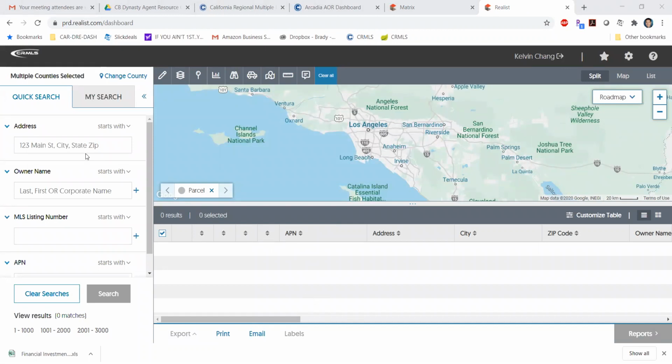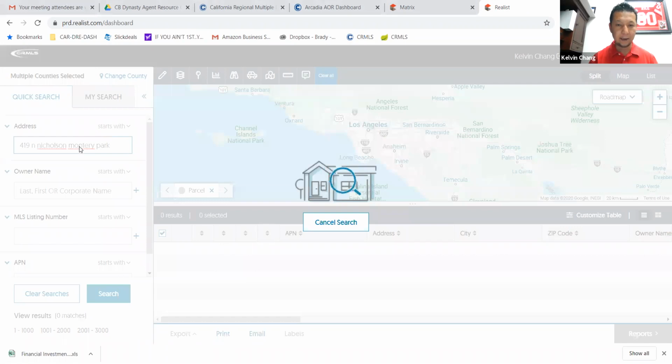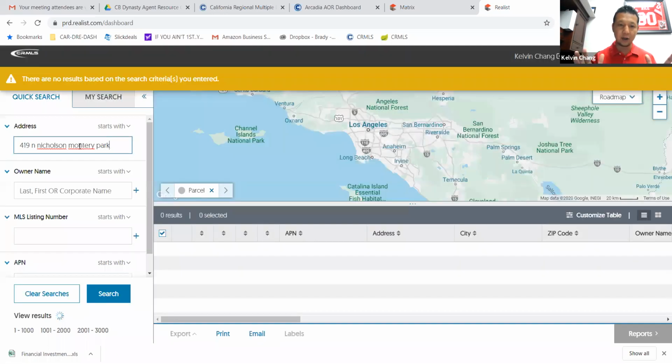Okay, great. So the address here is 419 North Nicholson in Monterey Park. You guys see me filling in the address, and I'm going to be pulling up the property profile right now to make sure and verify the information that's given to me from the seller and what I am dealing with in terms of square footage, bedroom count, year built, all that stuff. I want to make sure I have a consistent view of the property.